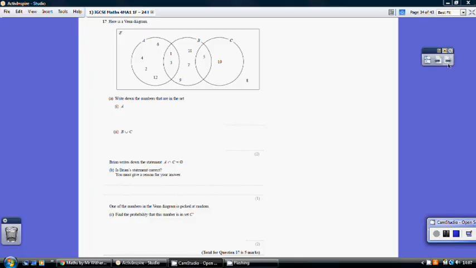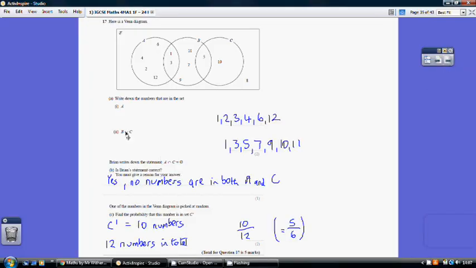Question 17. So A part 1, write down the numbers that are in set A. So that's just basically all the numbers which are in the A football. So it's these numbers here, but also the 1 and the 3. All the numbers in the A circle. So 1, 2, 3, 4, 6, 12.